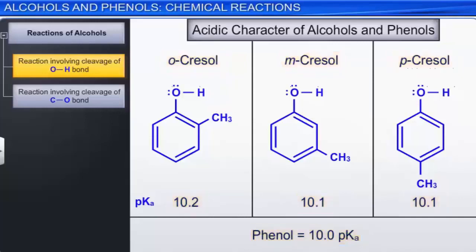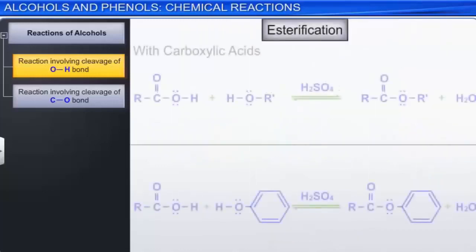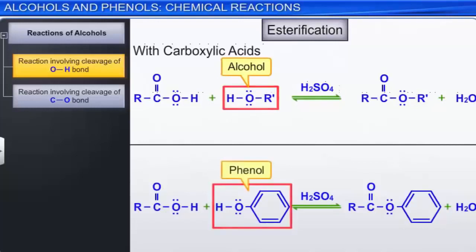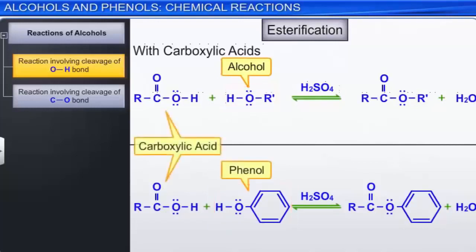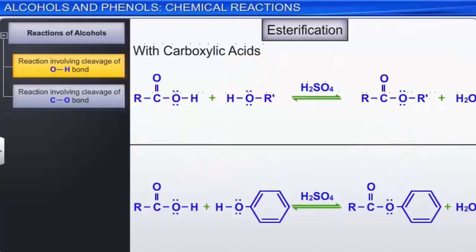It's time to turn our attention back to reactions of alcohols and phenols. One important class of reactions is called esterification. Both alcohols and phenols react with carboxylic acids to form esters and water. This reaction is slow and reversible. Sulfuric acid is used as the catalyst in this reaction.